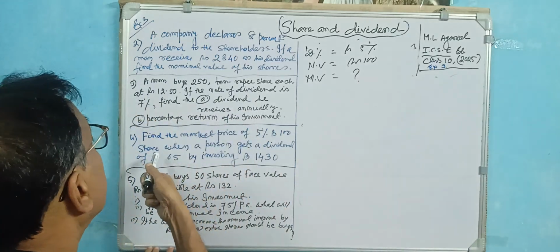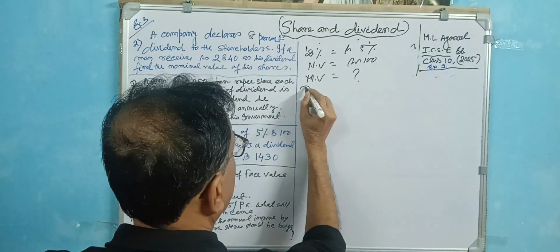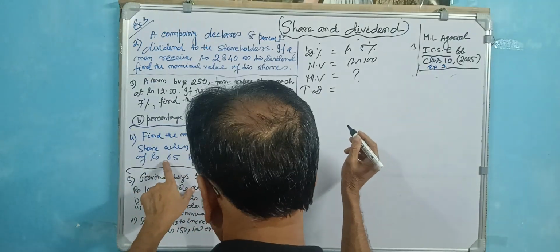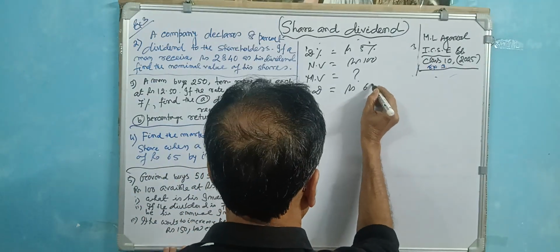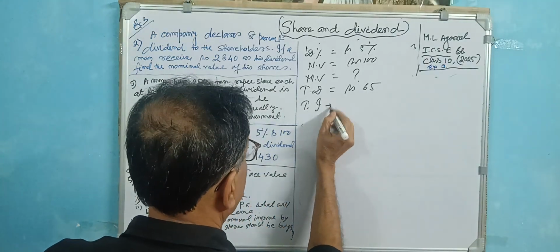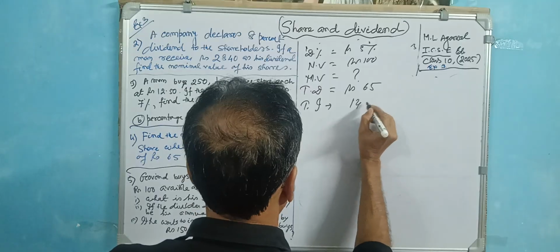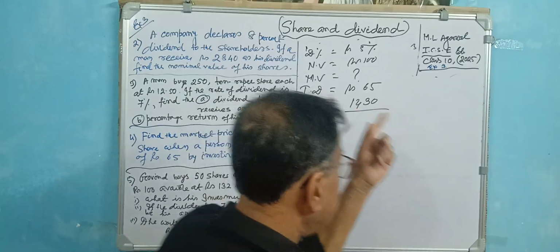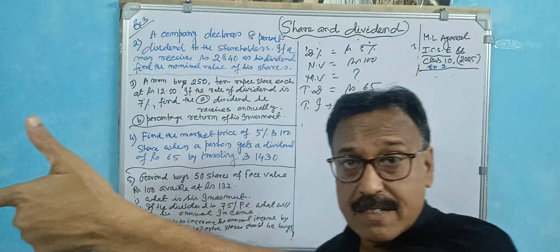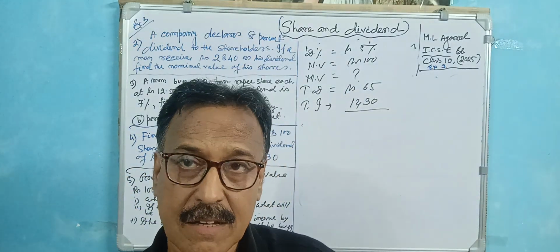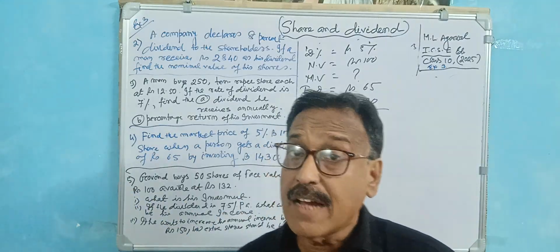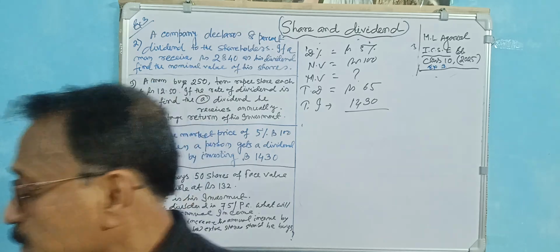That is asking when a person gets a total dividend of rupees 65 by investing, the total investment is 1430. This is the total investment. If you just find out the number of shares, how many shares I bought with this money, I will get the market value. So what is your target? The target is to find out the number of shares.